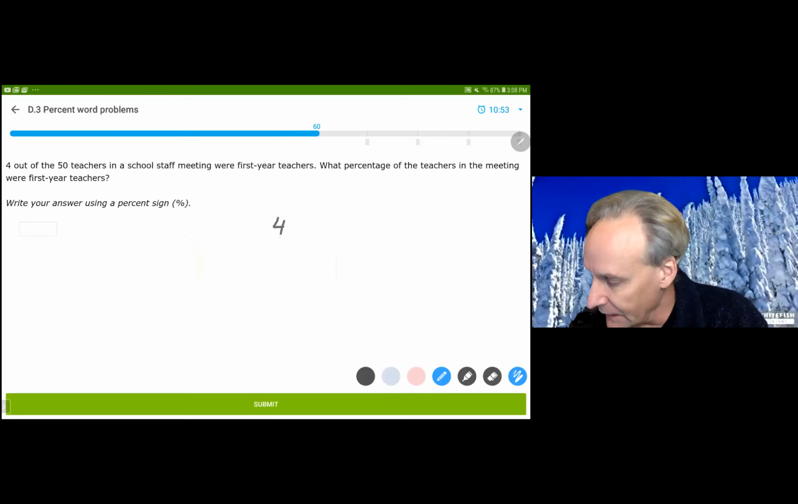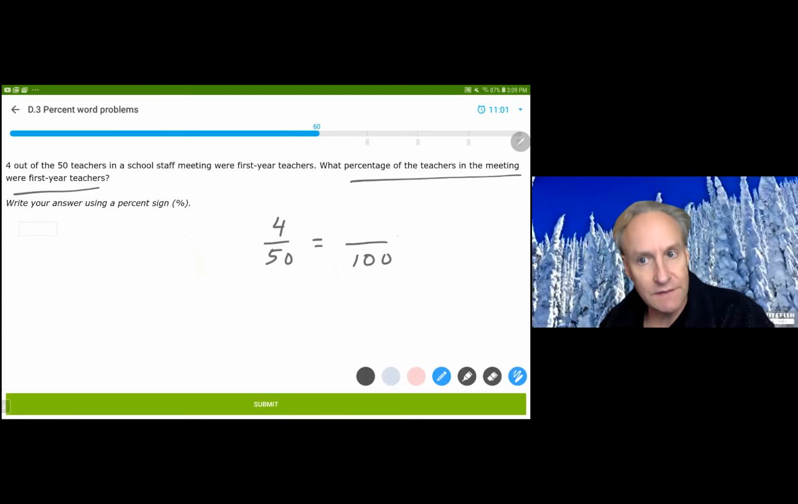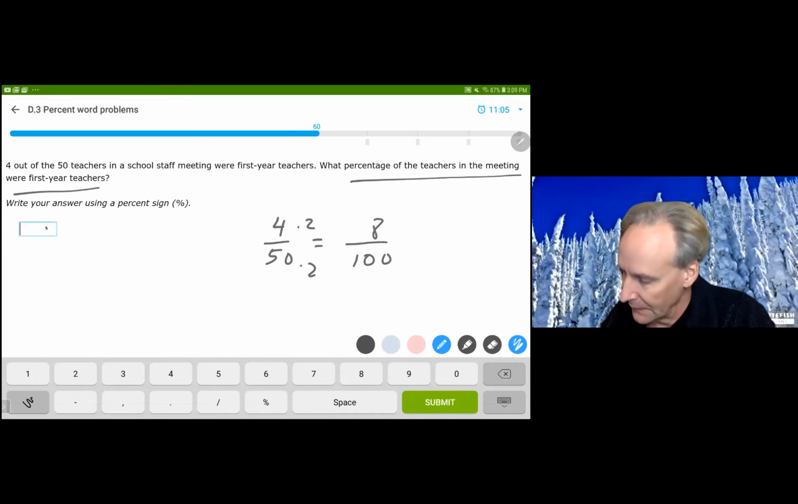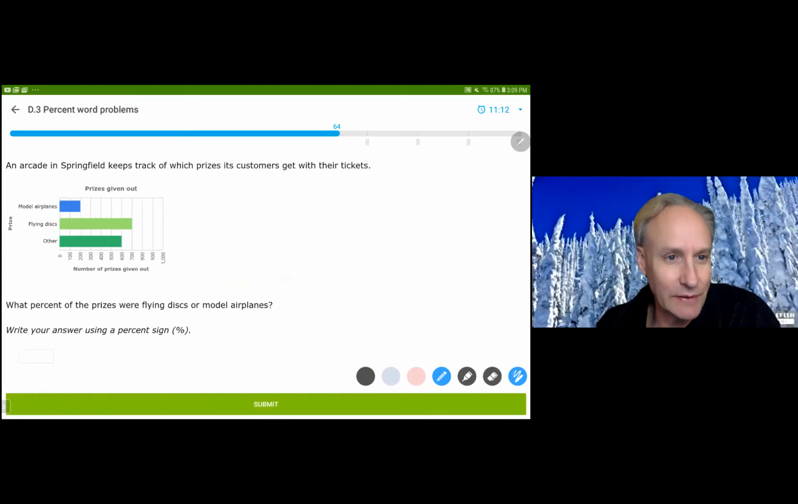4 out of 50 were first-year teachers. What percentage in the meeting were first-year teachers? So we're changing this to hundredths. If you want 50ths to hundredths, you just multiply by 2. So 8%. Hopefully that helps. I'm going to go a little faster now. I'm sure you really want to get this done. All right.